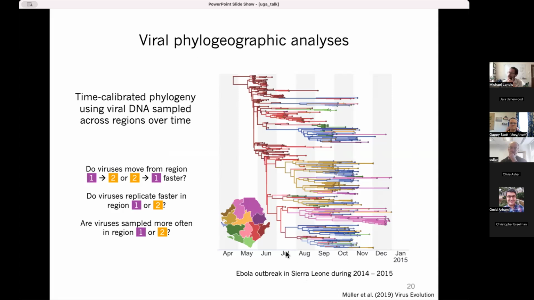So what we'll do, like I said, is collect lots of viral sequences, estimate a phylogeny, associate times and locations with those sequences, and try to reconstruct the past, allowing us to ask questions such as, do viruses tend to move from one region to another region or vice versa at a higher rate, right? Do they replicate faster in one region versus another region, and so forth?